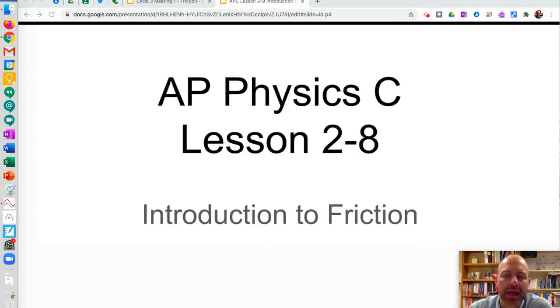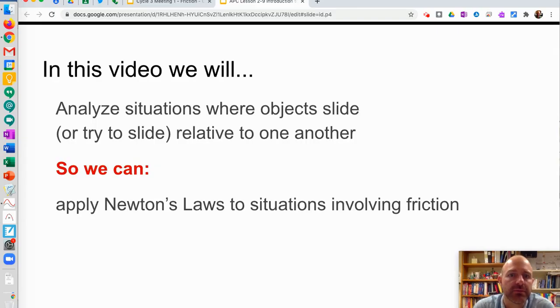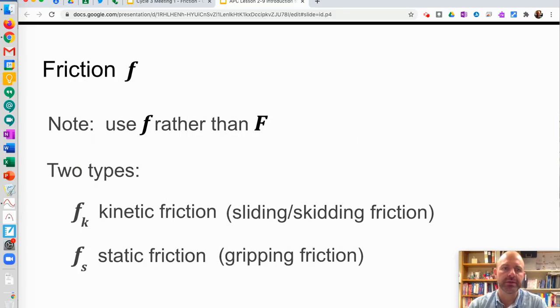In this video, we're going to be looking at friction, which is an interesting kind of force because it behaves differently than things we've looked at before. So we're going to analyze situations where objects slide or try to slide relative to each other for the purpose of applying Newton's laws and doing Newton's laws problems with the frictional force.